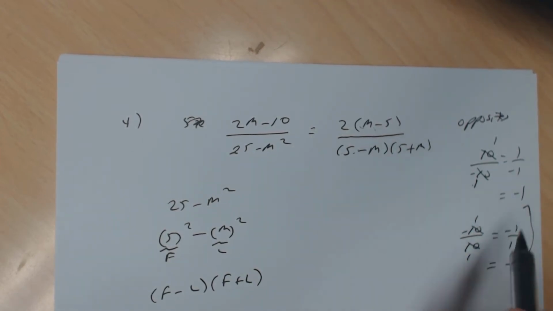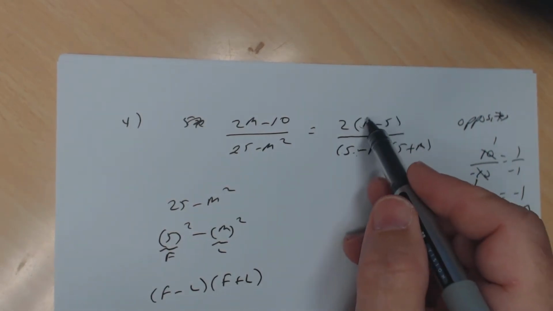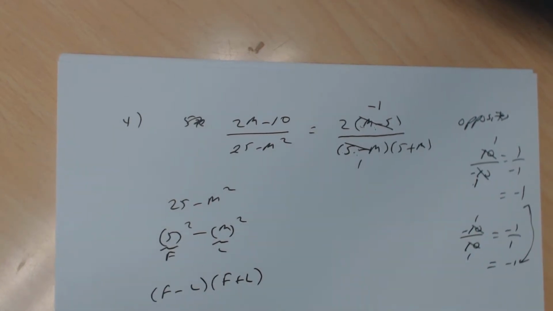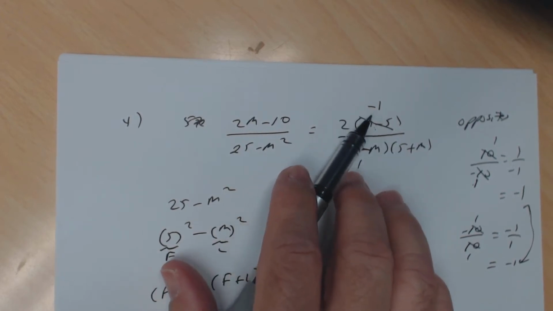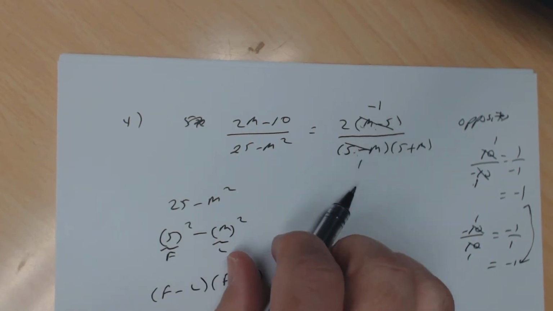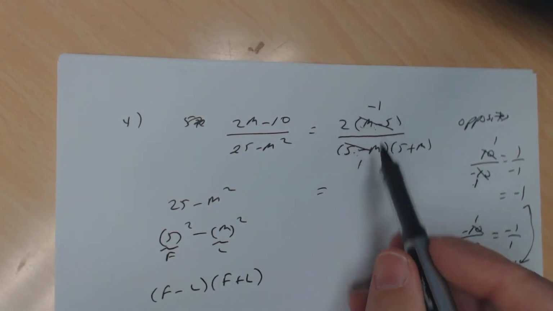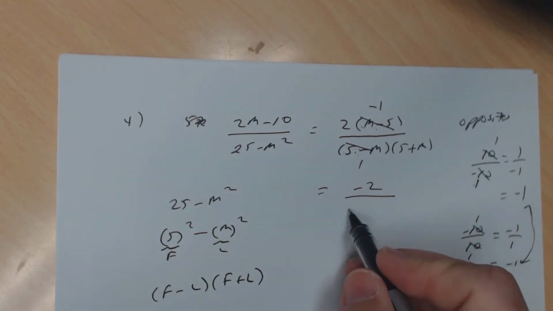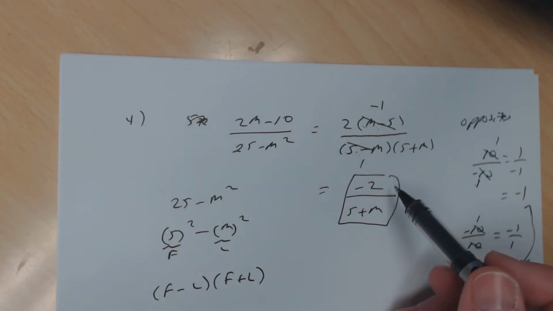So when I do this, using what we just talked about, to divide opposites, I'm going to make this the negative 1 and this a positive 1. Okay? If all you have left in the numerator is just a monomial, it's usually best to make the numerator the factor negative 1 and the denominator the factor 1. And so 2 times negative 1 is a negative 2, divided by 1 times 5 plus m, which is 5 plus m. So that's your answer.